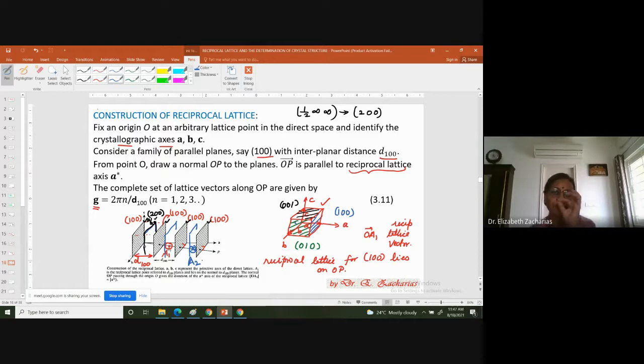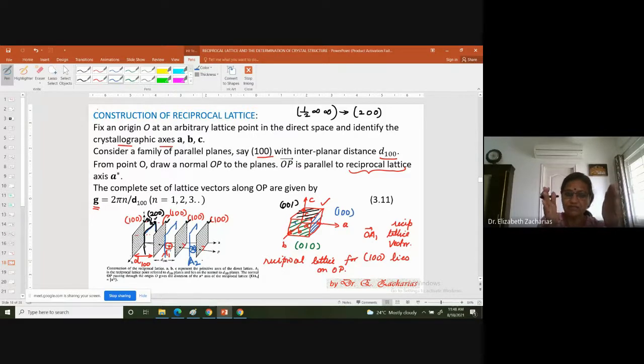It is going to be represented by a point on OP. OP is the normal. And what is the distance of this point from the origin? It is at a distance twice of OA1. Are you able to see that the lattice positions in the reciprocal lattice will be the inverse of the D value?